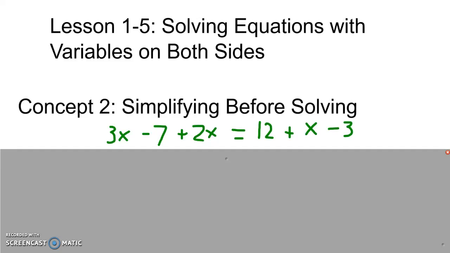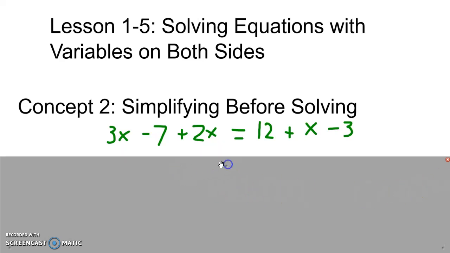Lesson 1.5, Concept 2, Simplifying Before Solving. So if you have an equation where you have multiple like terms on one side, you want to make sure that you simplify those terms before you start moving terms across the equal sign.